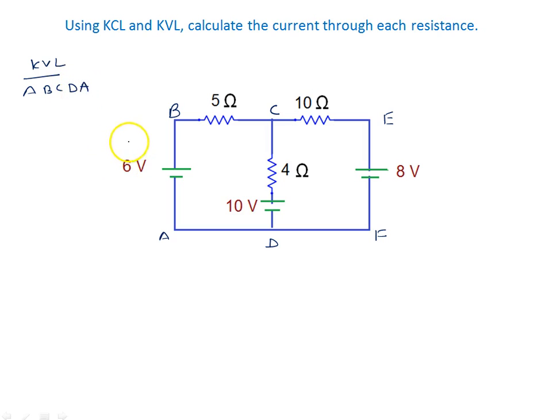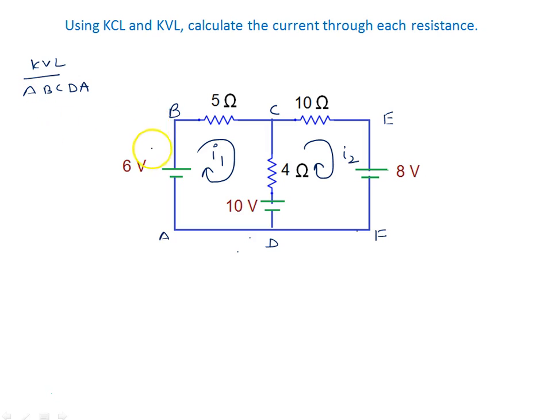Suppose you assume that in this branch the current is I1, and here the current is I2. You assume in that way. Now you solve it. Okay. So again I am telling you, in this loop I am taking current I1, and in this loop I am taking clockwise current I2. Okay. Now we are applying KVL here.